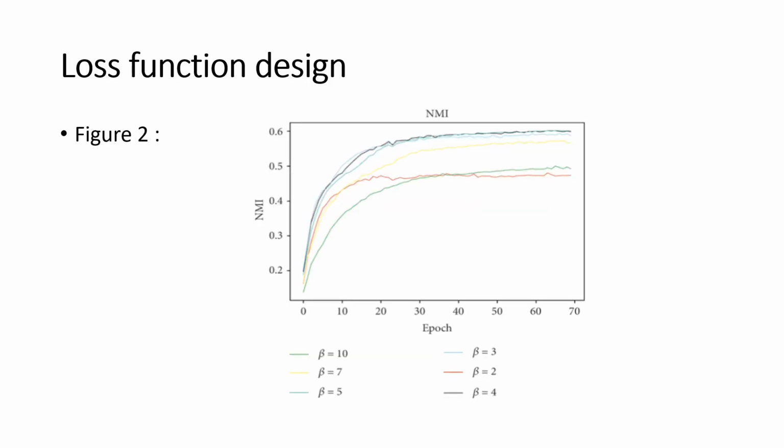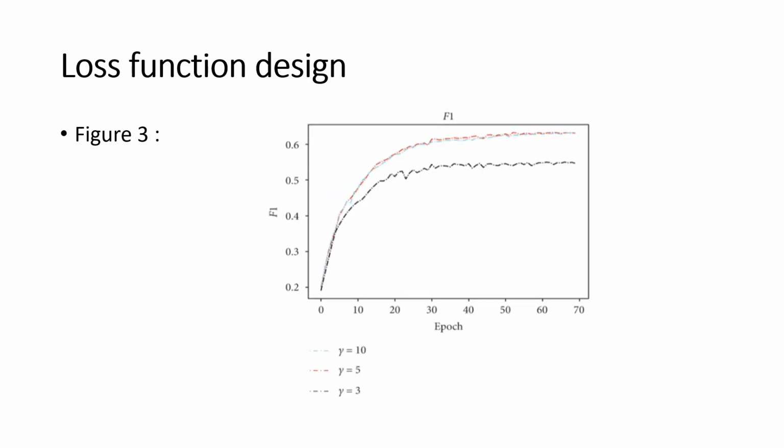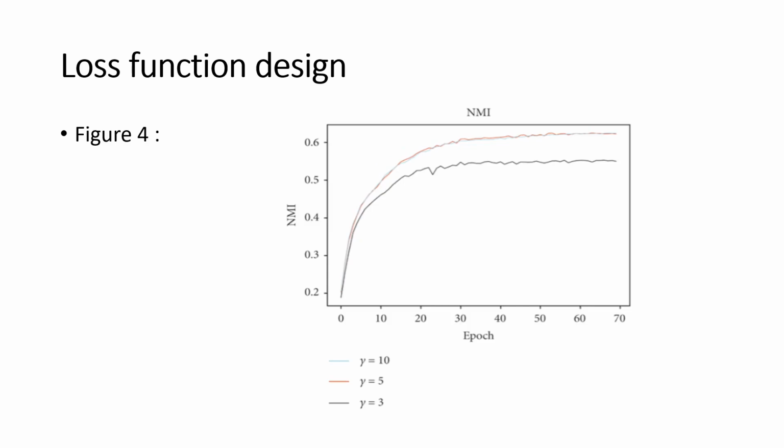Similarly, in the case of NMI as well, the curve having the beta value 4, which is this black curve, is performing the best with respect to other beta values. And now we'll change the value of gamma. So we can see here that by changing the value of gamma, when the gamma is 5, the loss function performs the best, both in the F1 and in the NMI graph.